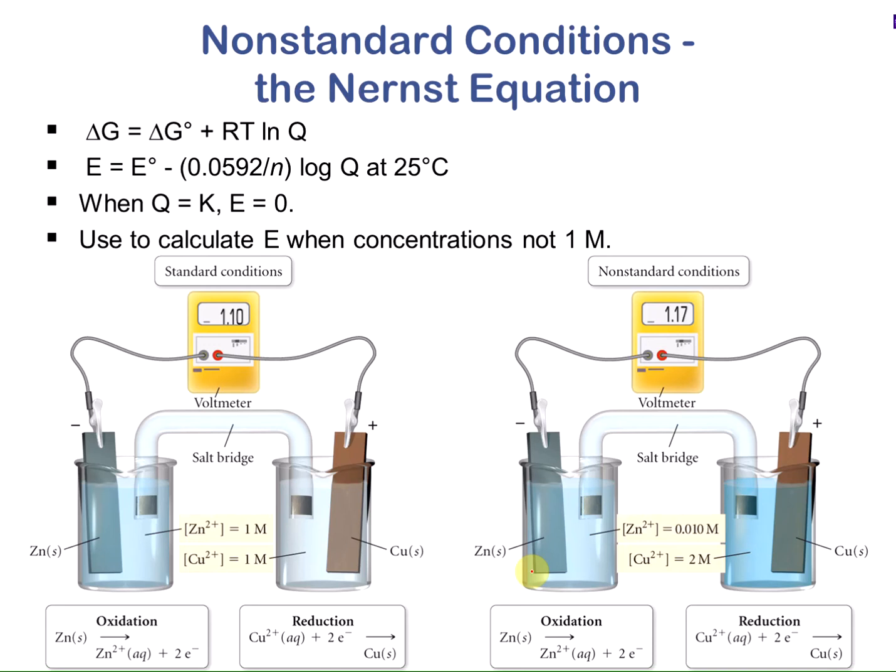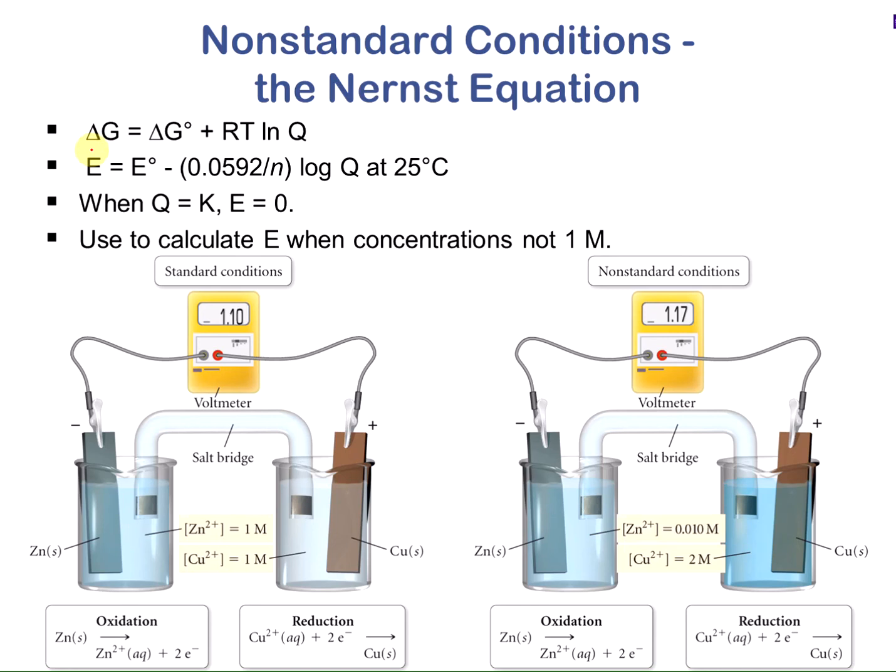Now we also want to look at non-standard conditions with the Nernst equation. So the Nernst equation allows us to look at non-standard conditions, so something other than 1 molar concentrations. Delta G equals delta G naught, because the delta G naught, remember, that's at standard conditions, plus RT ln of Q. And Q is the reaction quotient.